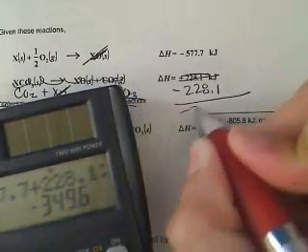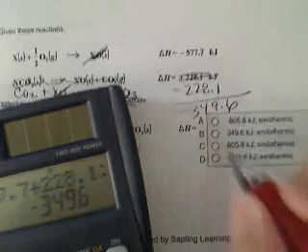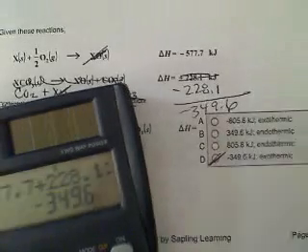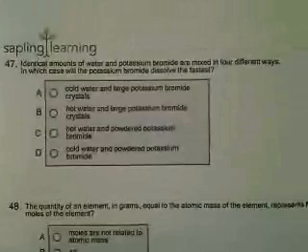And we get negative 349.6. And that is answer choice D. Okay? Alright, we're almost done. And I'm super happy about that.